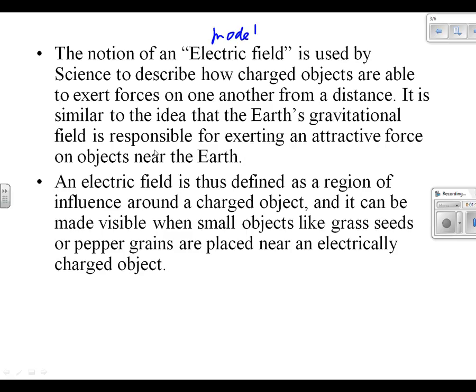It's similar to the idea that the Earth's gravitational field is responsible for exerting an attractive force on objects near the Earth. So an electric field is thus defined as, and maybe you want to jot this one down, a region of influence around a charged object. It can be made visible when small objects like grass seeds or pepper grains, anything kind of small, little bits of paper, are placed near an electrically charged object.